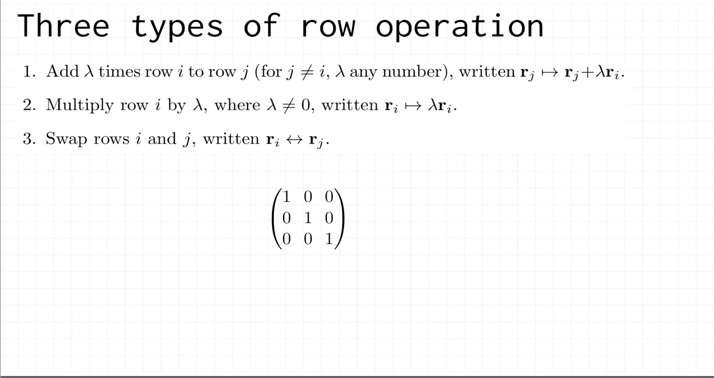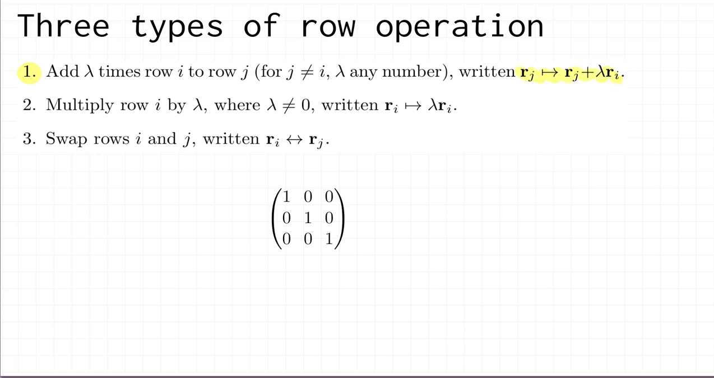And so those row operations come in three types corresponding to the three different kinds of manipulation I've been talking about. The first type of row operation that you can do to a matrix is you can add some multiple of one row to another row. So if you want to add lambda times row i to row j, then we have some notation for that row operation. We write it like this.